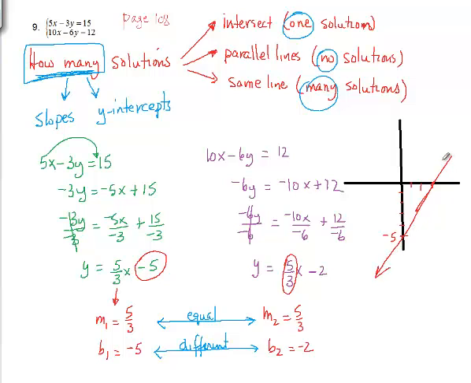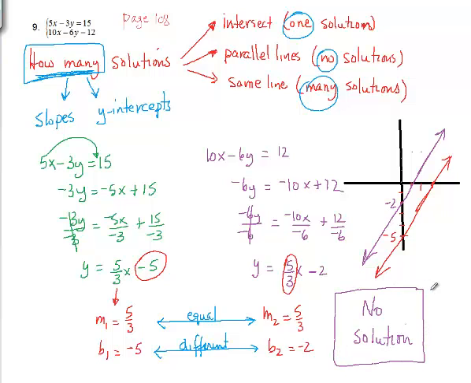And if I graph the second line, my y-intercept is negative 2, which is right here. Now when I go up 5, 1, 2, 3, 4, 5, and across 1, 2, 3, I get a line that's parallel to the other one. As you can see, even with this rough sketch, we have parallel lines. Therefore, they never intersect. Therefore, there is no solution to this system. So parallel lines give you no solution. And that's the solution to number 9 on page 108.